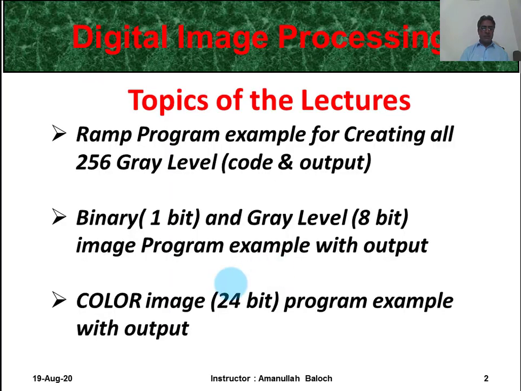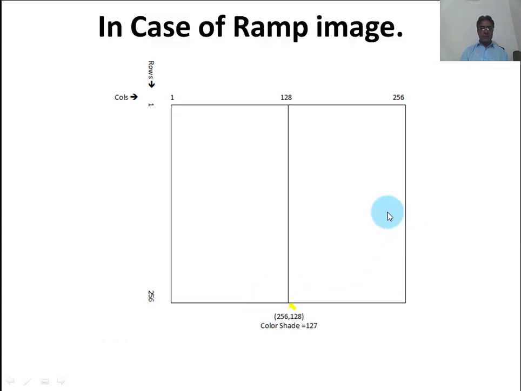Therefore the topics of our lecture are, we will discuss the ramp program example for creating all 256 gray levels, code and output, a binary 1-bit and gray levels 8-bit image program example with output, and we will also discuss color image 24-bit program example with output. Our first example is in case of ramp image. What is a ramp?